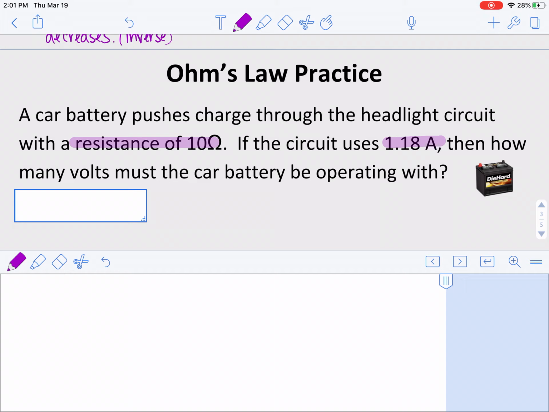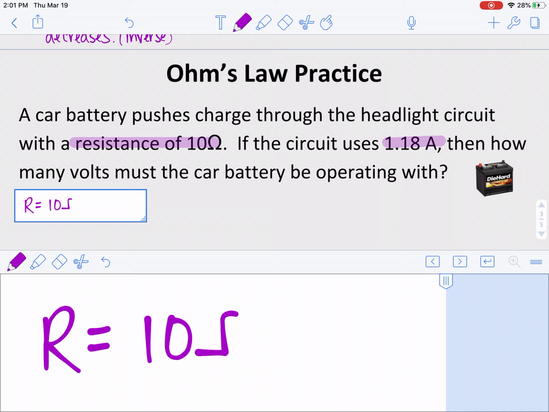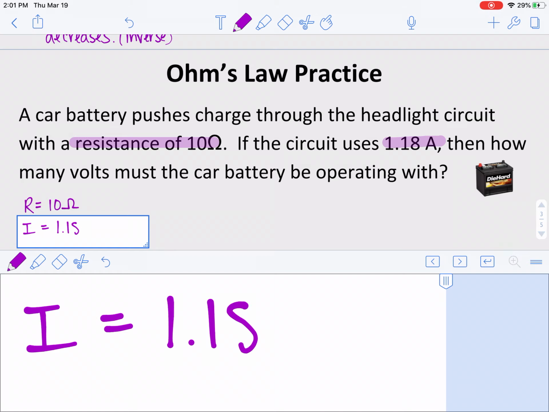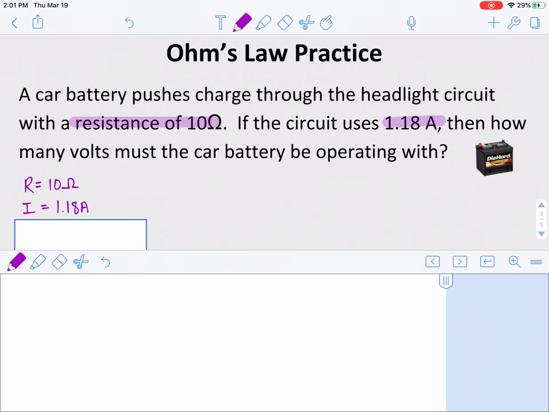So the first thing that they gave to me in the problem was the resistance. So the resistance in this problem is 10 ohms. Second thing that they gave me in this problem was the current, which is abbreviated as I. Don't write A there. I know that the unit for current is amps, but the variable for current is I. So current is equal to 1.18 amps. And just to remind myself, voltage is what I'm trying to solve for, so I'm going to put a question mark there.